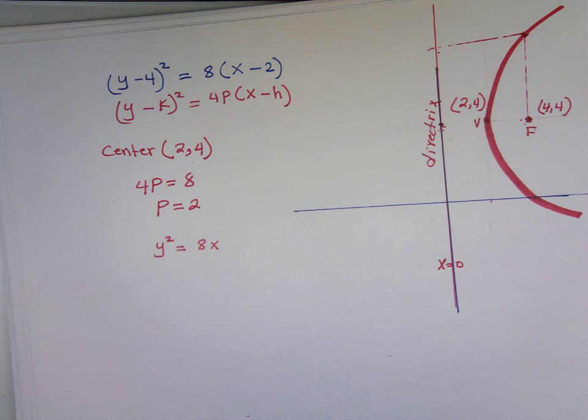So we know where the vertex is, we know where the focal point is, we know where the directrix is, we know everything about that graph. I'll try another one.